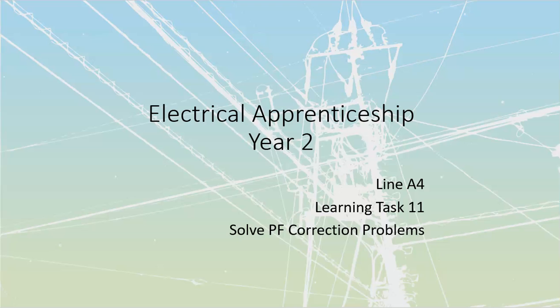All right, line A4, learning task 11. We're going to take a look at solving power factor correction problems. You should notice that there is a little bit of a pattern here. Once we get through the theory and get to the problems, they're usually fairly long sets of videos because there's a lot of problems to go through and solve. This one's going to be no different.